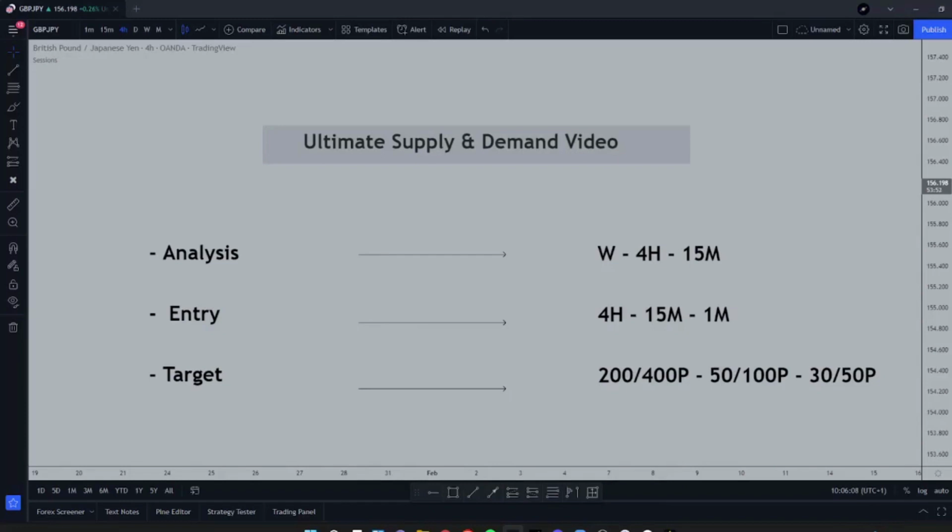Today we are going to go super deep. We're going to be talking about supply and demand, and this will probably be one of the last videos you will ever need to watch. We will cover every single thing that you could need for supply and demand trading. We're going to start off with analysis, then talk about entries, and then talk about targets.